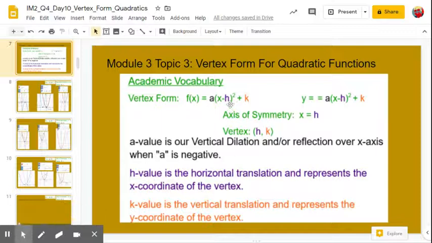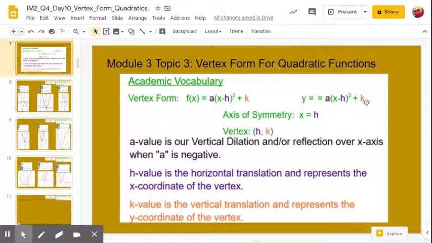So the formula, the h value, it's x minus h. So when we see the equation, we know the h value is always opposite whatever sign you see. So if it says plus 7, that means h is actually negative 7. If it says x minus 3, then we know h is actually positive 3.